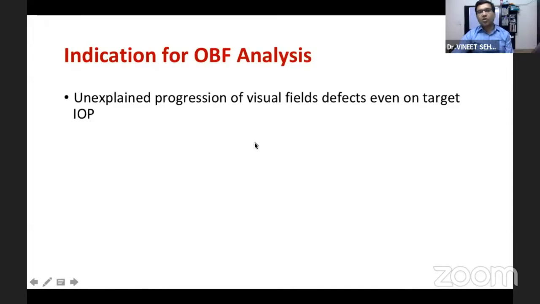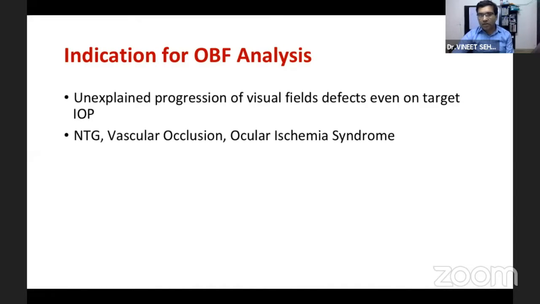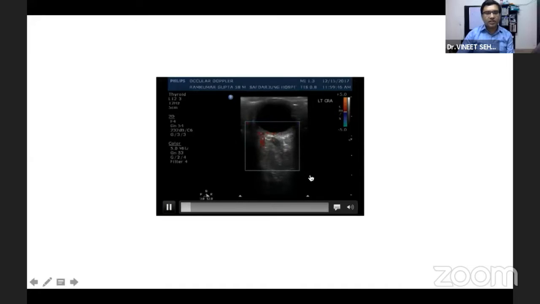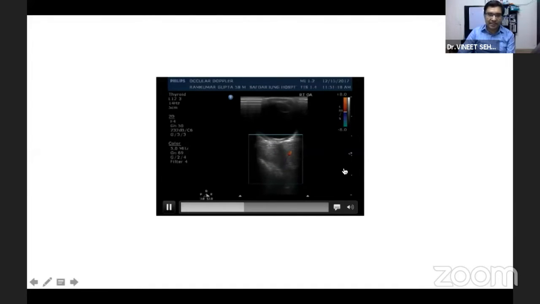The indications for OBF analysis for me are unexplained progression of visual field defects even on target IOP, normal tension glaucoma patients, and those with vascular occlusion or ocular ischemic syndrome. Also, right now we want to learn about this modality, so I wanted to collect a lot of normative data from this OBF analysis. You can see in one of the patients the OBF study going on. I am very fortunate that Dr. Aanchal is with me and doing all these OBF studies.